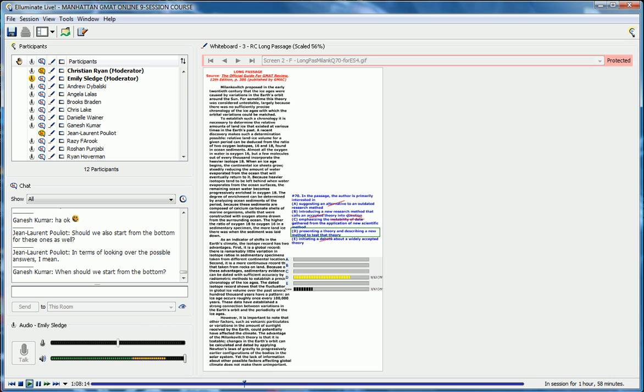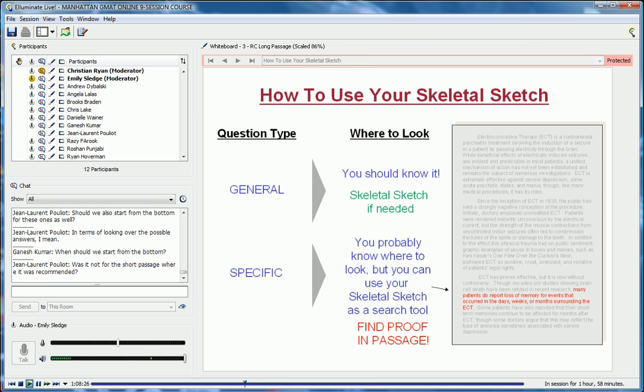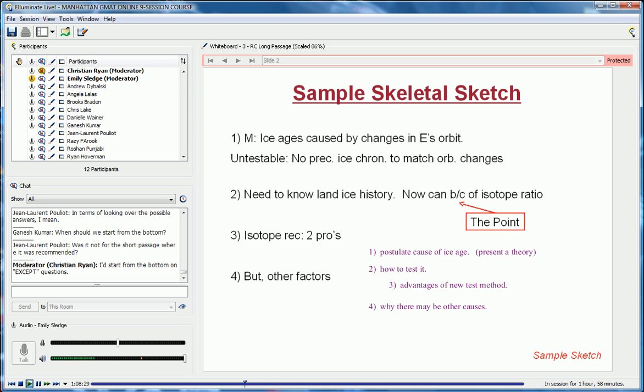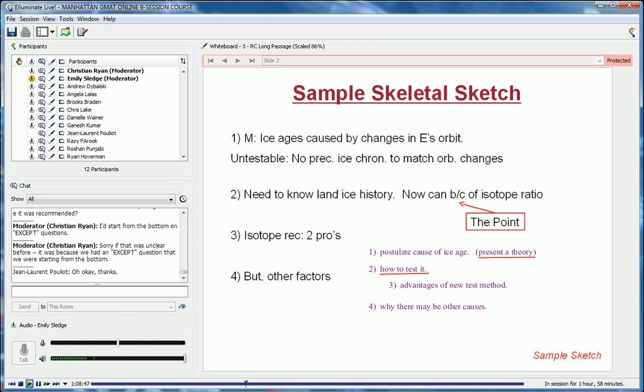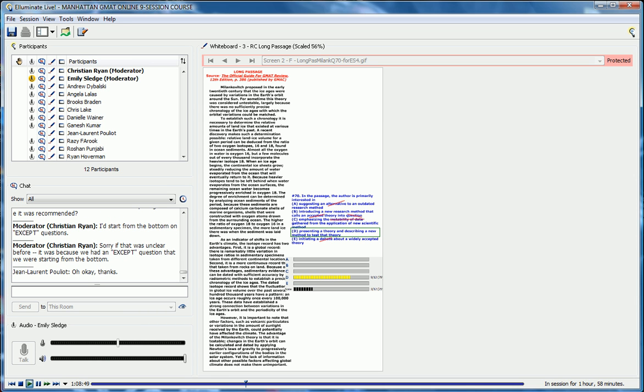So Ganesh and Jean-Laurent, you could start top or bottom, it doesn't really matter. Some people are going to be drawn right to D because it says what our sketch said, right? There's this theory presented, and a new method to test it is described. And in fact, let me hop back here because I want to highlight what Ganesh wrote down. See how he wrote down almost this exact answer: present a theory in paragraph 1 and a new method to test it in paragraph 2. That's the purpose of the passage because it's the big deal in those two paragraphs. So that's a good way to go.